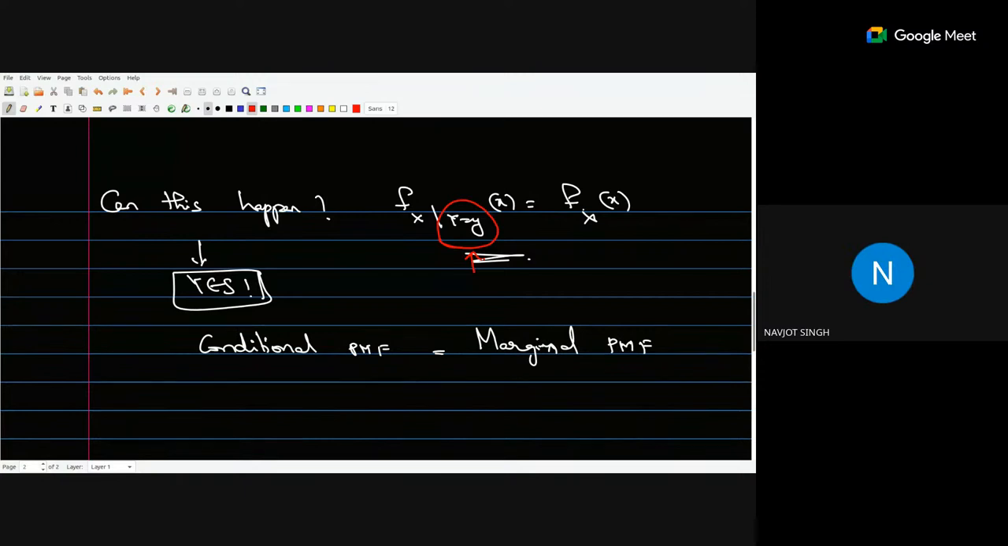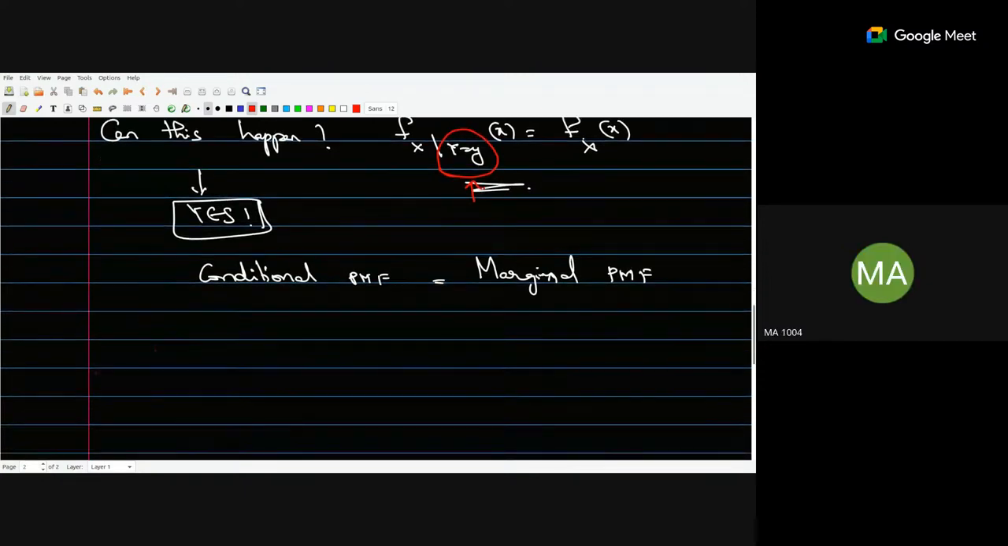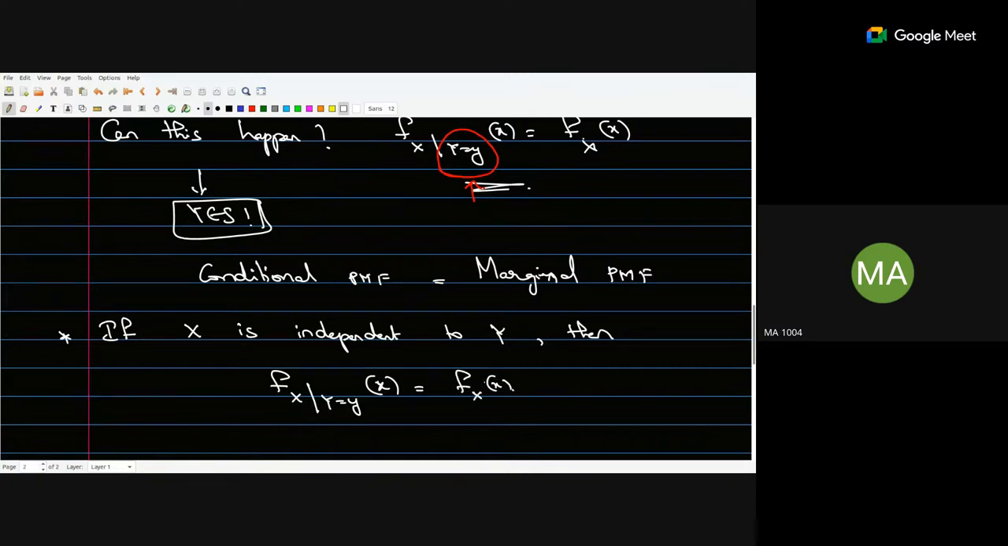Okay. So the technical term for this is independence. So if X is independent of Y, then whatever we said till now holds. Then this happens. So in English words also, independent means it's not related.